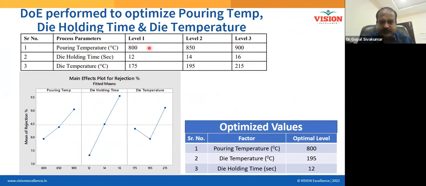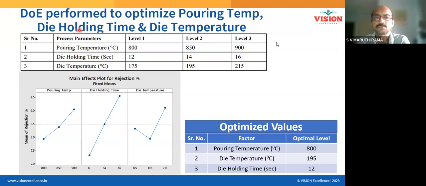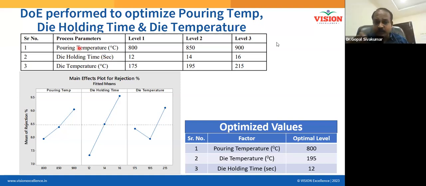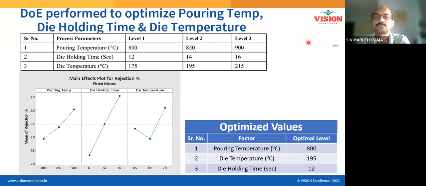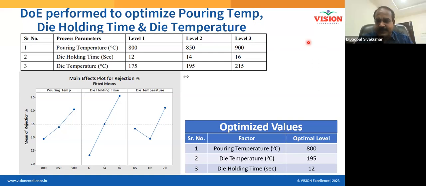Die temperature is varied from 800 to 900: 800, 850, 900. So 3 factors, each at 3 levels. First factor 3 levels, second factor 3 levels, third factor 3 levels. 3 into 3 into 3, that is 27. So minimum 27 experiments have to be conducted. And in order to avoid experimental error, each experiment must be replicated at least twice. So 27 into 2, 54. 54 experiments have to be conducted, 54 castings have to be produced under these conditions.